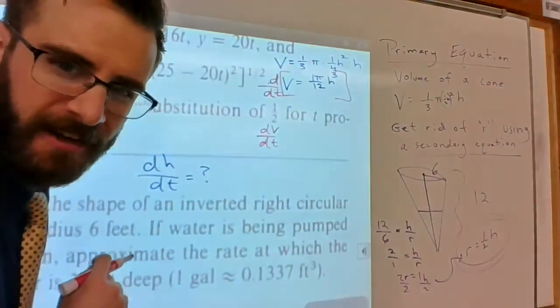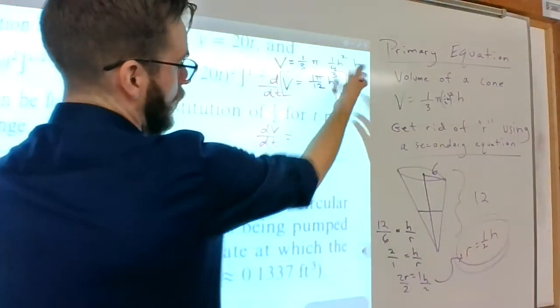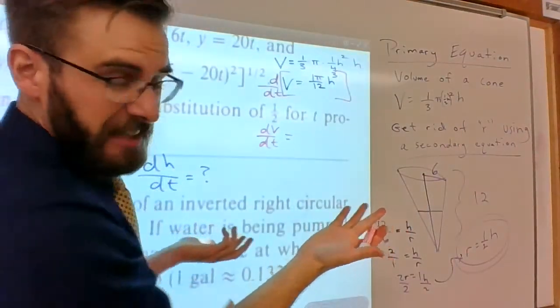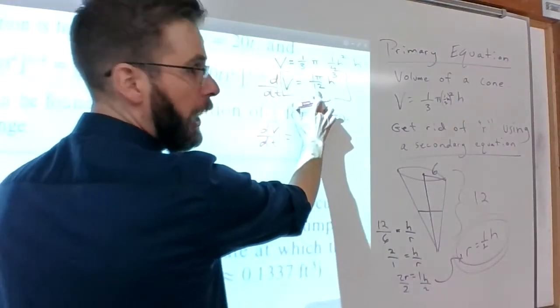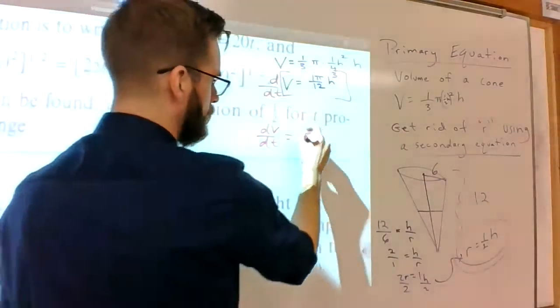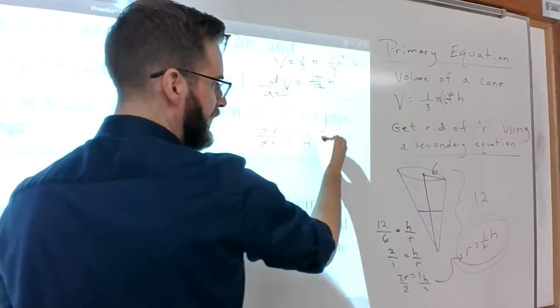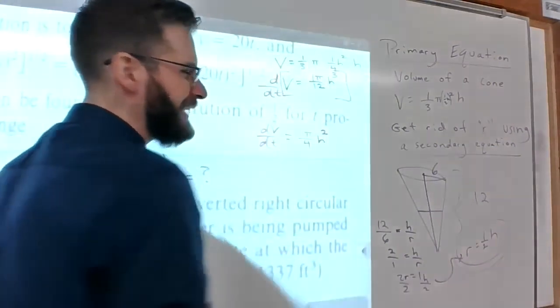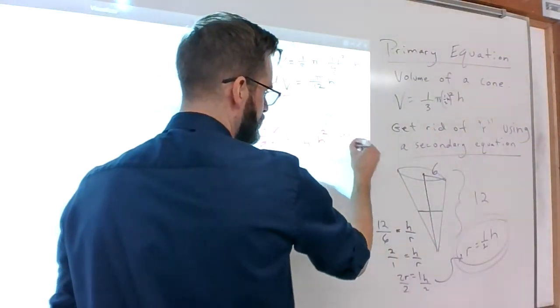Can you guys see that? All right, sorry, I'm kind of writing in the middle of all this text. I can do basically power rule. Bring the 3 down. 3 pi over 12 reduces to 1 pi over 4. Take 1 away from the h cubed, but then I have to do the dh/dt. I've got to multiply by dh/dt.